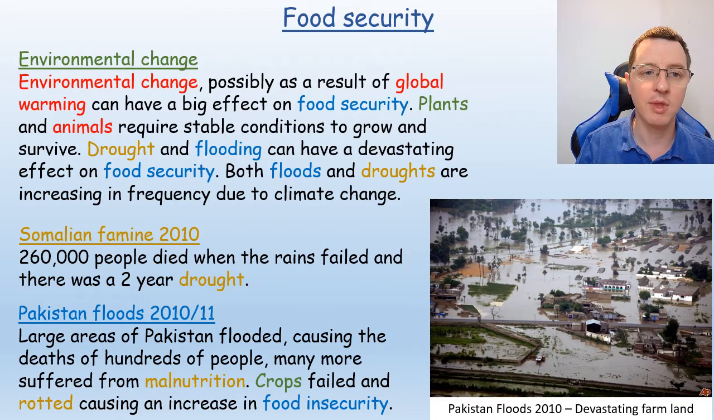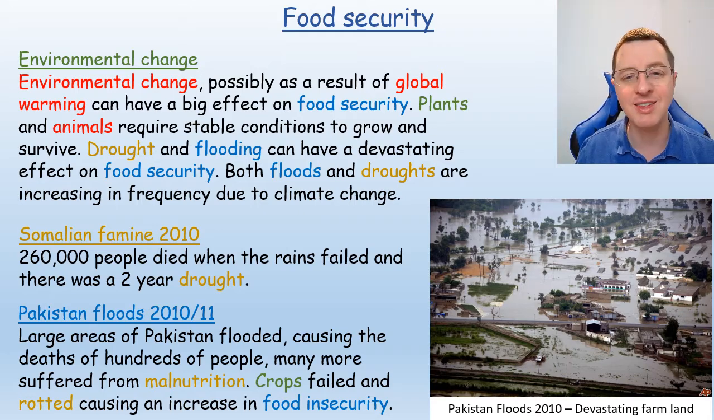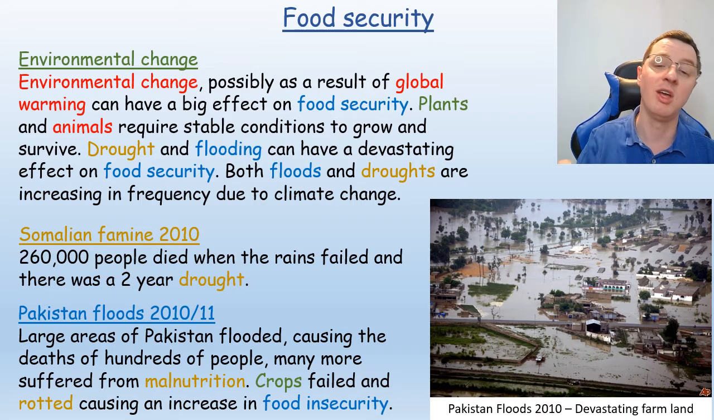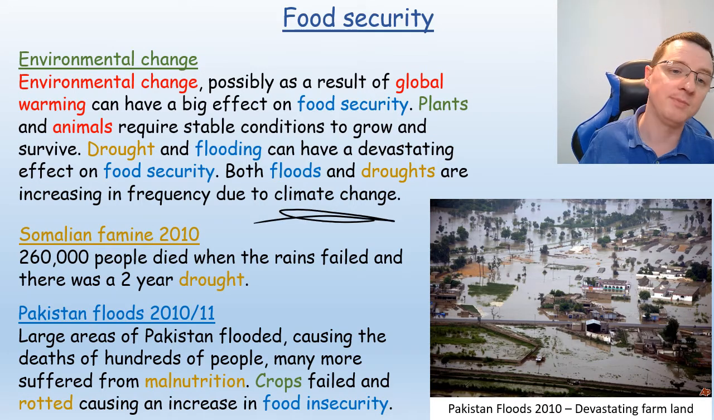security. So, in more detail, environmental change, possibly as a result of global warming, can have a big effect on food security. Plants and animals require stable conditions to grow and survive. Drought and flooding can have a devastating effect on food security. Both floods and droughts are increasing in frequency due to this climate change.